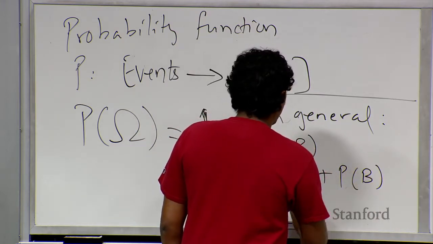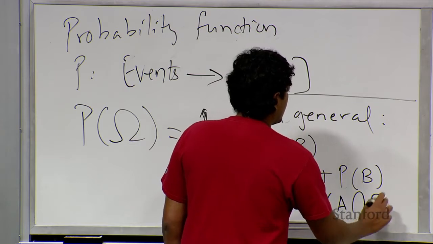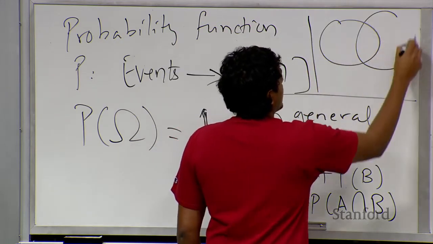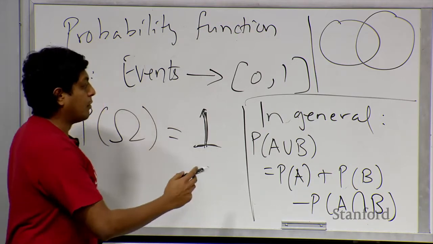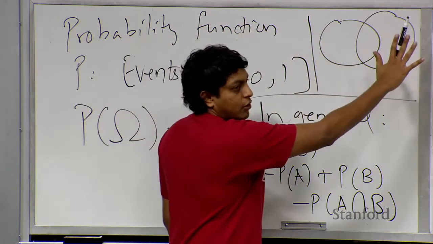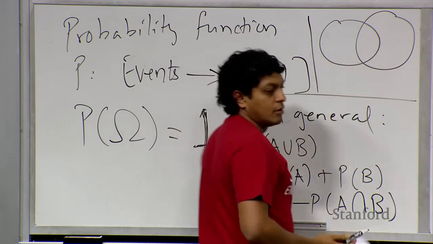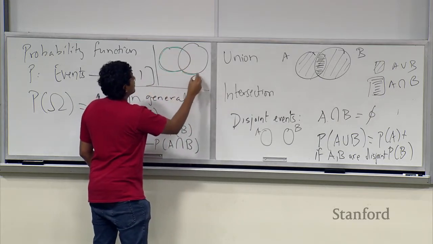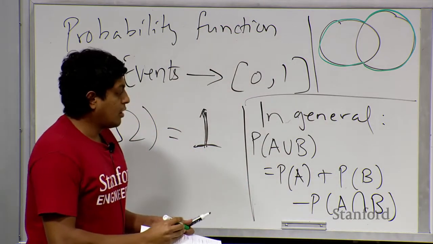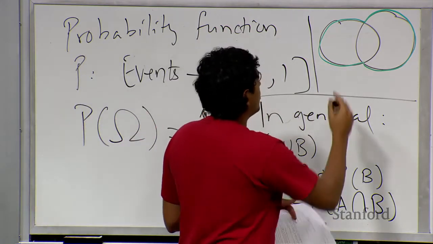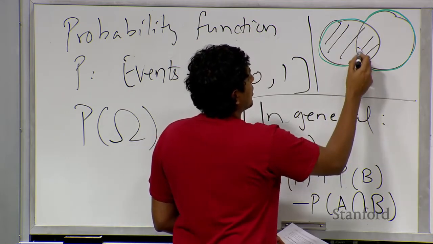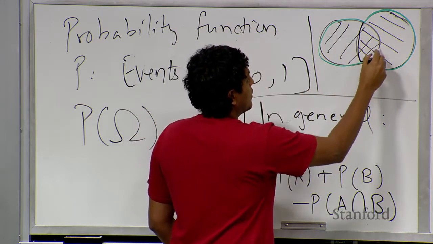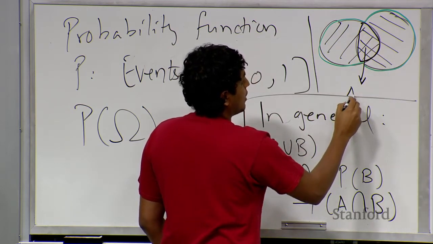In general, probability of A union B can be expressed as probability of A plus probability of B minus probability of A intersection B. A simple proof by diagram: if you had A and B, the probability of A union B is the probability of this whole thing. We are saying it is equal to probability of A, which is all this, plus probability of B, which is all this. So we are double counting this area, which needs to be subtracted out, and this is A intersection B.